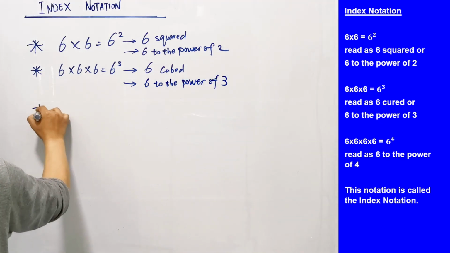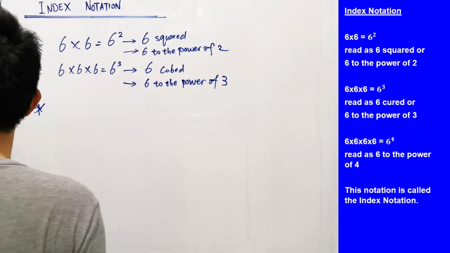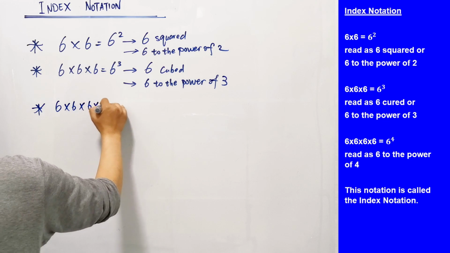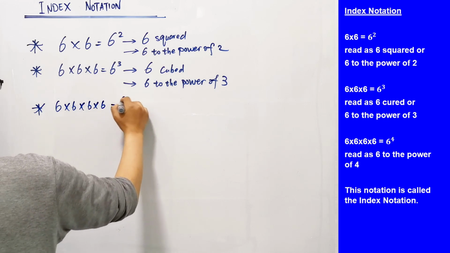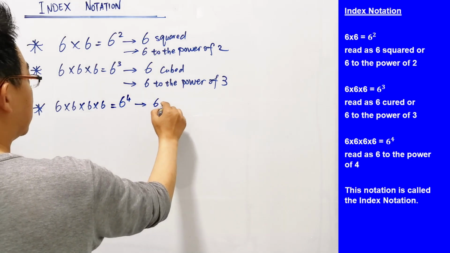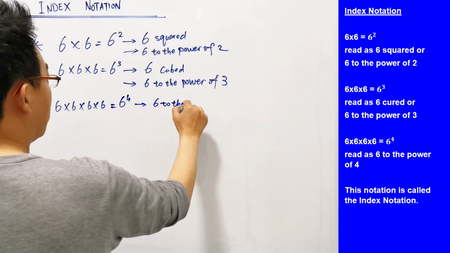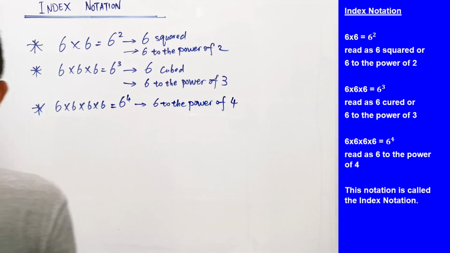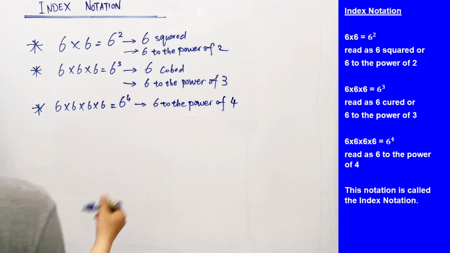Okay, so for the next one, for example, we have four 6s multiplied by each other. So how can we call this one? We call it 6 to the power of 4, right? Okay, and so on. We can write all those things.